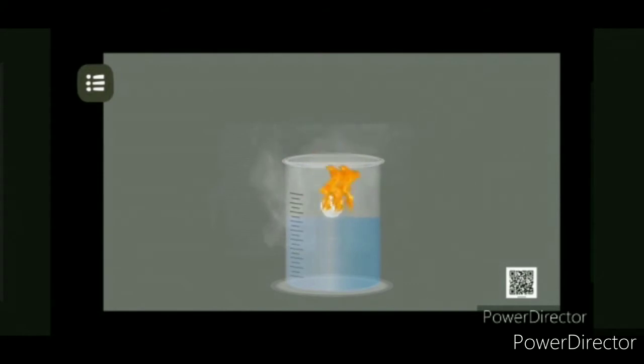Now, if you touch the beaker, you will feel that the beaker is warm. If we test this solution for its acidic or basic nature with the help of litmus paper, we observe that red litmus paper turns blue. It shows the basic nature of the solution. It means metals react with water and form basic oxides.